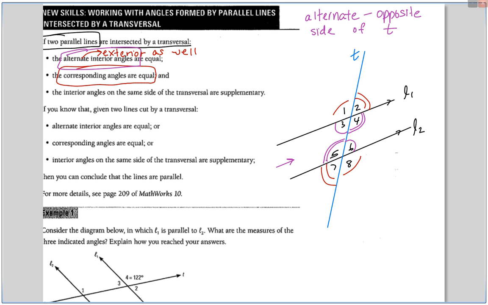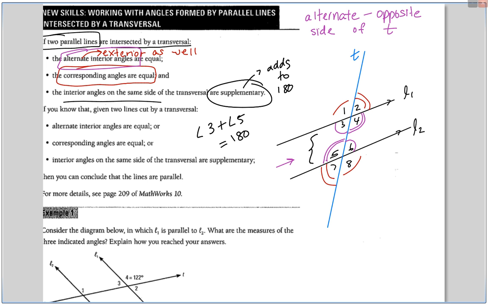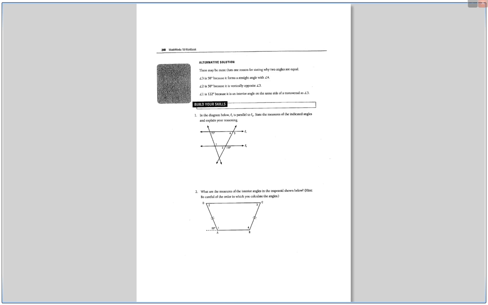Alright, now the last thing here is interior angles on the same side are supplementary. Supplementary means adds to 180. So for example, 3 and 5: angle 3 plus angle 5 equals 180. And same with 4 and 6: angle 4 plus angle 6 is also equal to 180 degrees. Okay, now that we have that, we have enough to work on build your skills.